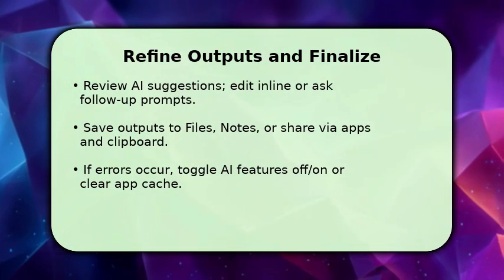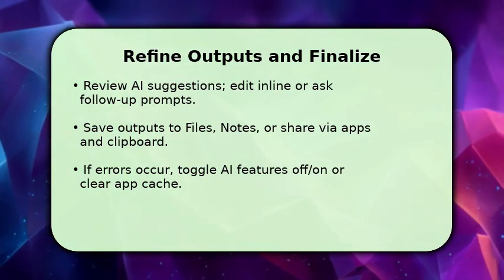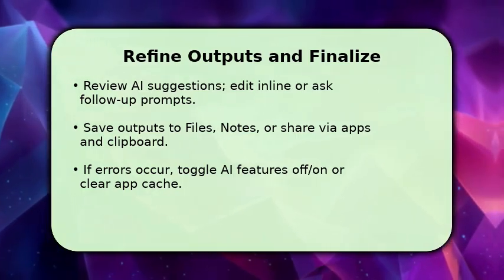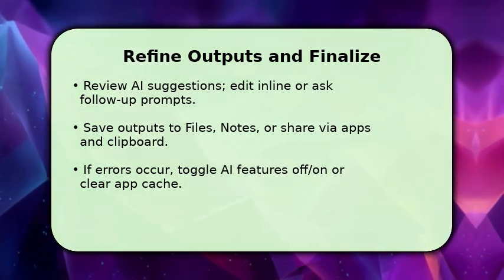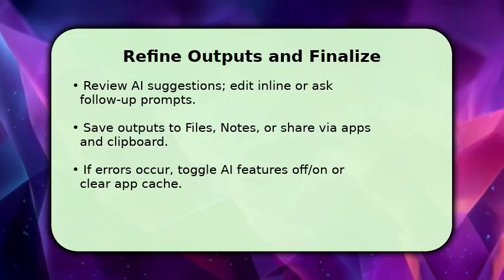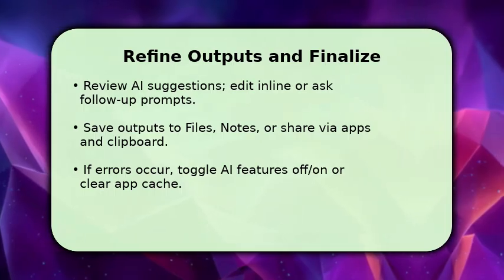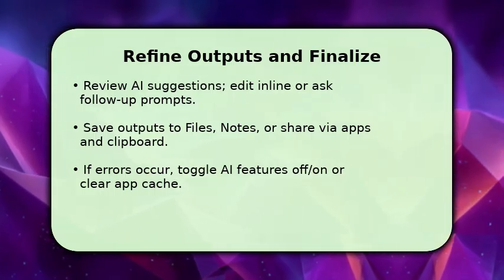Finish by reviewing and refining the AI output. Edit inline, request a rewrite, or ask for more detail until it matches your goal. Once satisfied, save results to Files, Google Keep, or share directly through apps and the clipboard. Make sure to check privacy toggles and history settings to manage data.